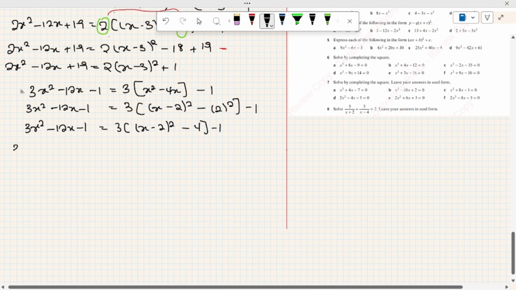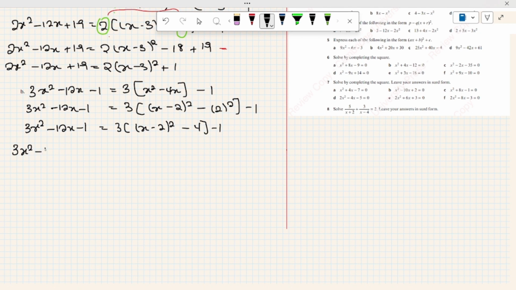And then it's gonna be 3x squared minus 12x minus 1 is equal to, and then you're gonna multiply this 3 back into the brackets, right? It's gonna multiply this 1 here, then it's gonna multiply again this what? This minus 4, guys, this minus 4. So let's do that. So it's gonna be 3 times x minus 2 squared, then 3 multiplied by minus 4 is going to be minus 12, minus 1.